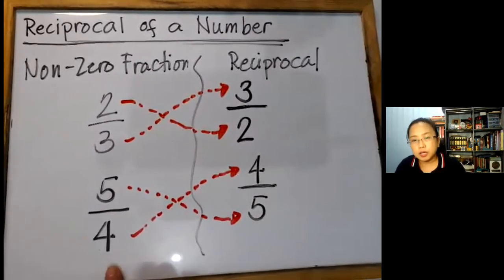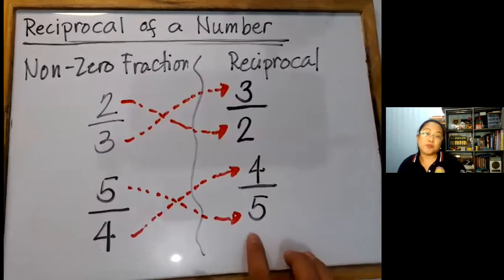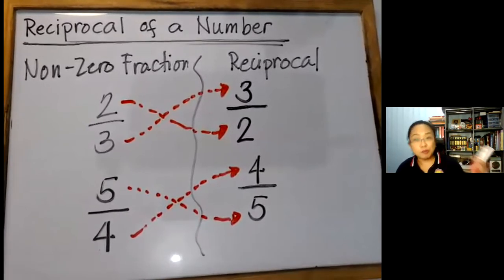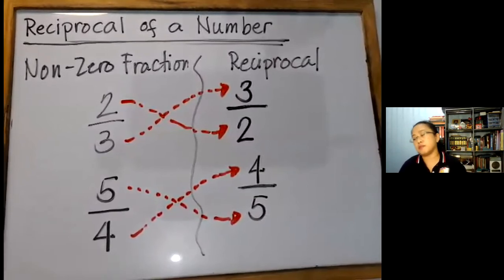So ano ngayon ang reciprocal ng 5/4? Ang reciprocal ng 5/4 ay 4/5. So madali lang. Walang problema masyado kapag proper fraction at saka improper fraction ang meron kayo. Basta inililipat nyo lang ng pwesto yung numbers na nasa numerator at denominator. Paano kung halimbawa whole number na yan?